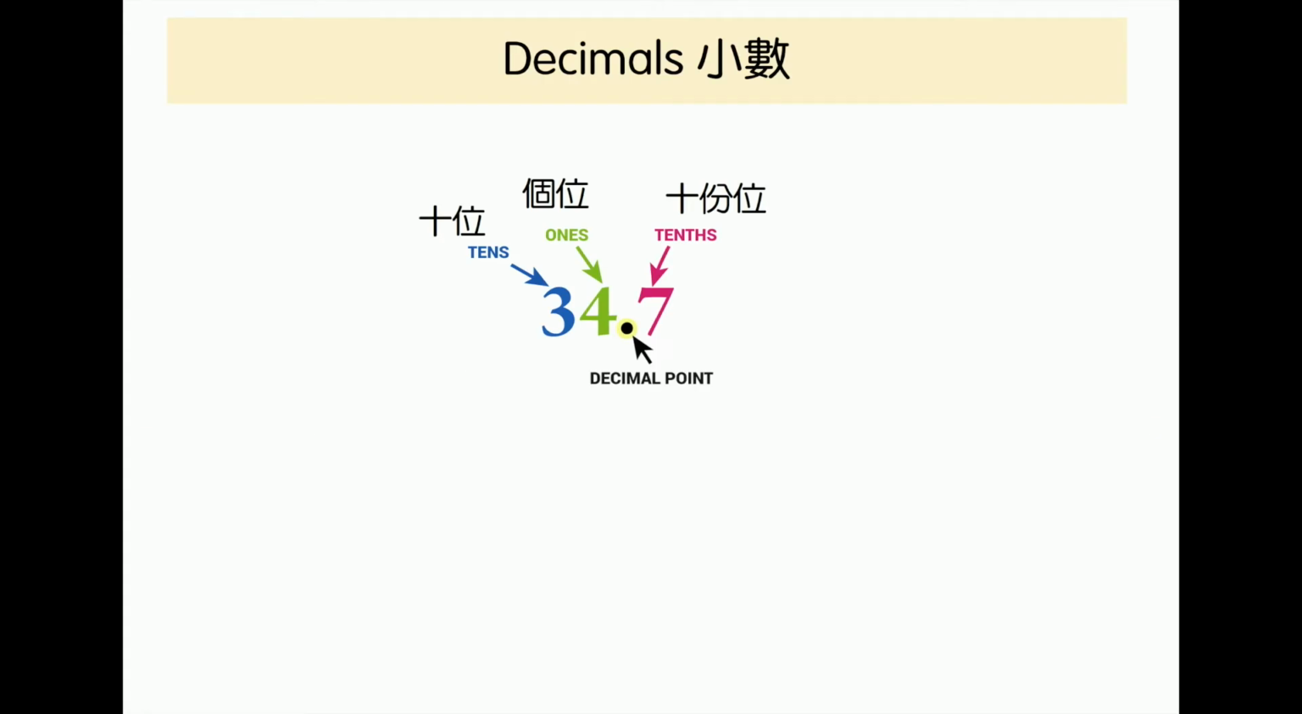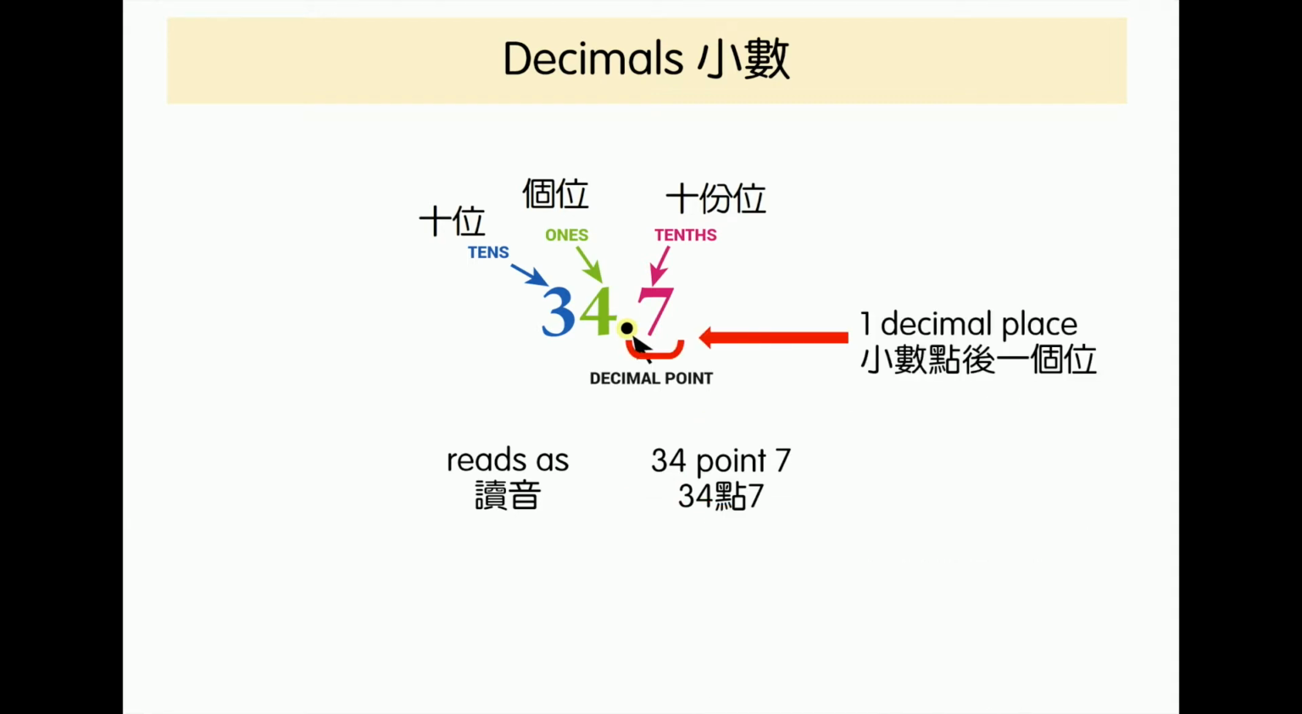Here is a decimal, 34.7. 3 is the tens, 4 is the ones, 7 is the tenths. And now behind the decimal point, we have one decimal place.